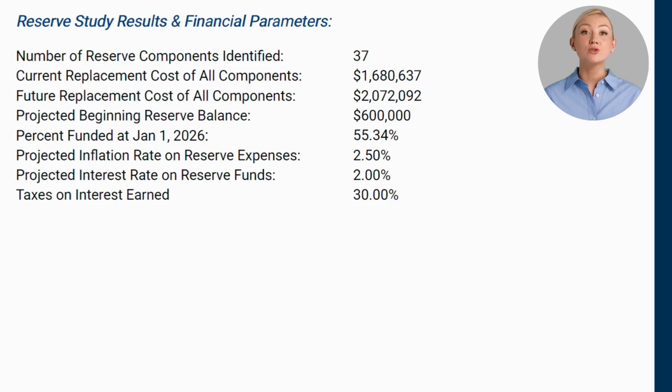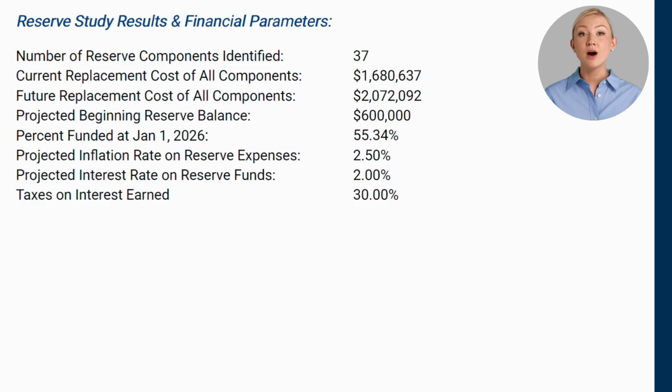This section shows the total number of reserve components identified, along with the current replacement cost of all components in today's dollars. Below that is the future replacement cost of all components, but in that case, the totals also include adjustments for inflation. Next, the projected beginning reserve balance is shown again, followed by the assumptions used for inflation, interest earned on reserve deposits, and taxes on interest income.